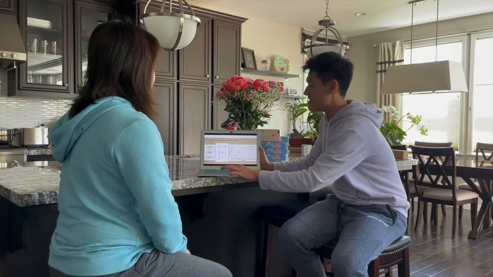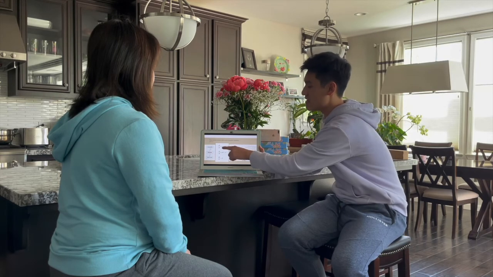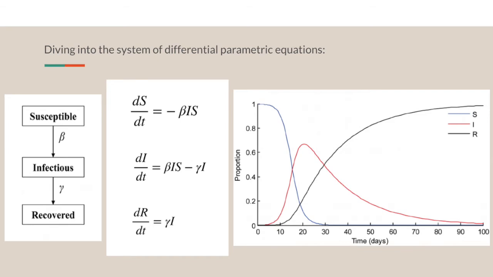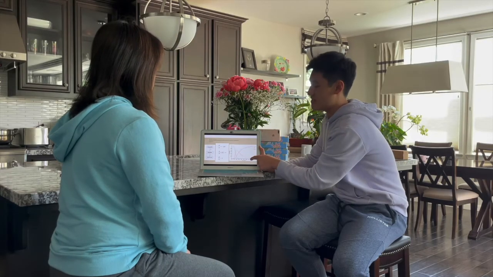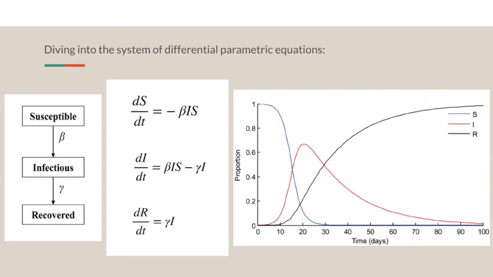Now, if you look at dI over dt, this beta times I times S goes from negative to positive. Because if you remember, the flow chart goes from susceptible to infected. So those that left the susceptible, that went to infected, it's now going to be added to it. So the slope is positive. Remember, the infected goes up and then back down. This downward slope is referring to gamma times infected. And it's negative because this is those that are going from infected to recovered.